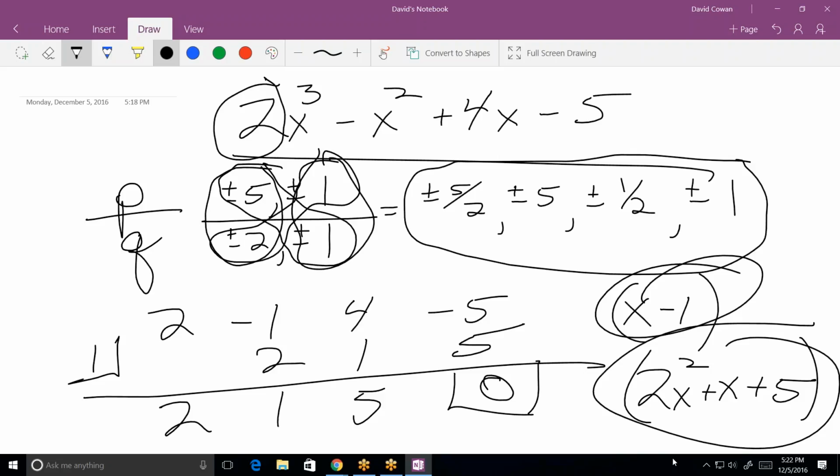And had 1 not worked, then I would have tried minus 1. And if that didn't work, I would have probably tried plus 1/2 and then minus 1/2 and then plus 5 and then minus 5. I would have tried all 8 possibilities until I produced this magic 0, because it's only when you get a 0 remainder that you have found the factor.